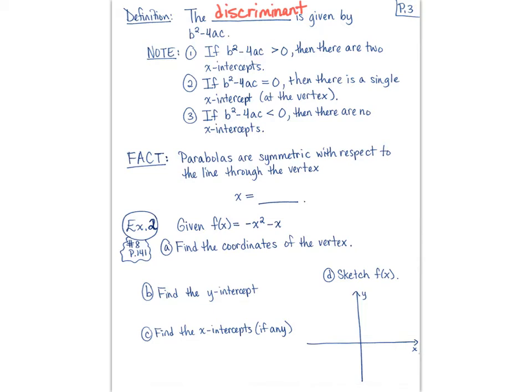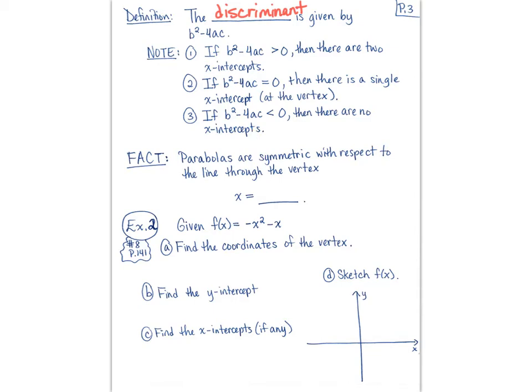Okay? Things to note. If the discriminant is positive, that means you have two x-intercepts. If the discriminant is equal to 0, then there's a single x-intercept, and that's going to occur at your vertex. And if the discriminant is negative, then there are no x-intercepts. So your discriminant is useful to help you to determine how many x-intercepts you have, or if you have any at all. Okay, so again, if it's positive, you have two x-intercepts. If it's 0, there's a single x-intercept at the vertex. And if it's negative, there are no x-intercepts.